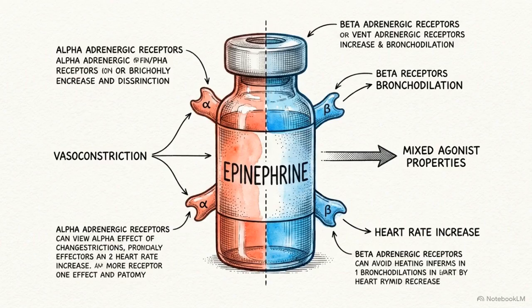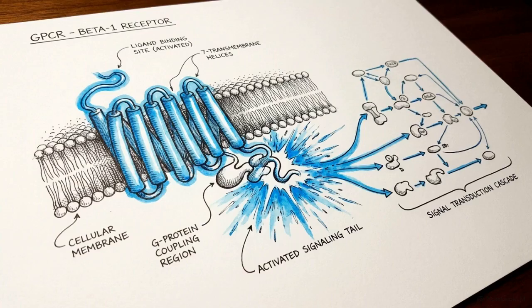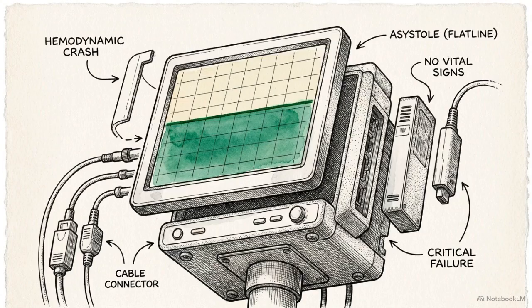Utilizing epinephrine, a mixed agonist, or isoproterenol, a pure beta agonist, directly stimulates the Gs pathway, chemically overriding the Gi reflex loop. Utilizing isolated receptor agonists without calculating the coupled autonomic reflex loops creates predictable mechanical hemodynamic crashes.